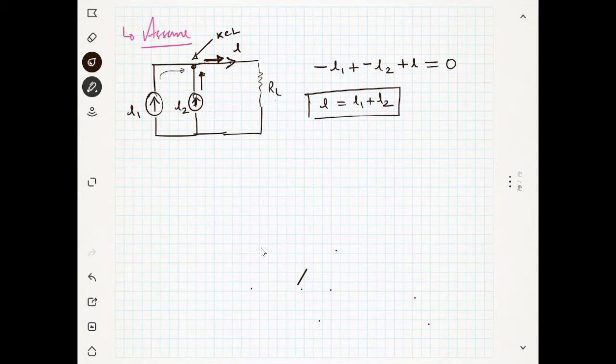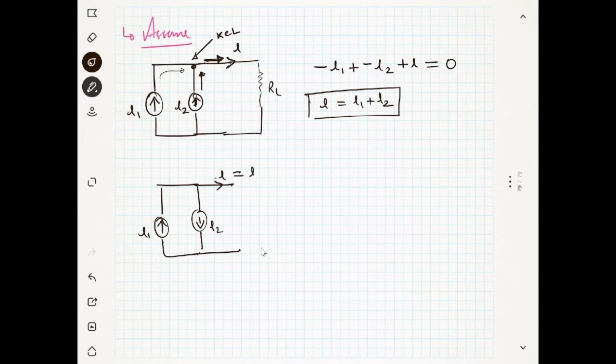But if you connect like this, one current is I1, and this is going down, which is I2, then what will be the total current? I will be equal to I1 minus I2. Okay, so it is clear from the simple observation. You don't need the KCL at all. It is very clear with simple logic.